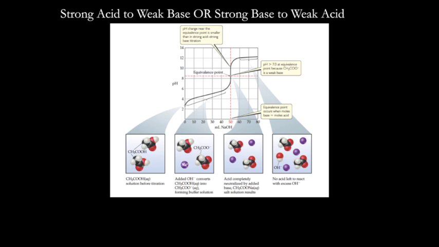So when you're dealing with a weak base, strong acid, or strong acid, weak base, when you're at your equivalence point, your pH is not going to be equal to 7. Then notice once you've passed your equivalence point, the pH is going to be increasing because you're adding OH- to a solution that no longer has an acid in it.